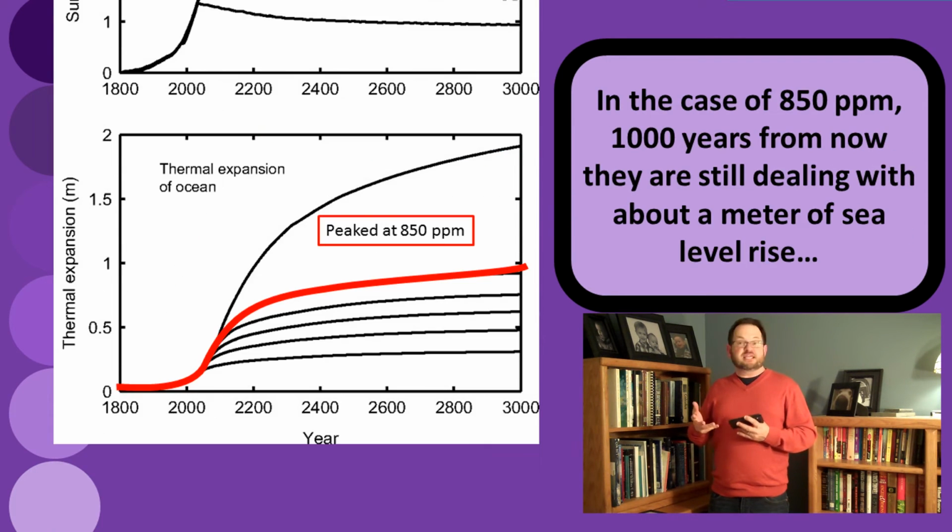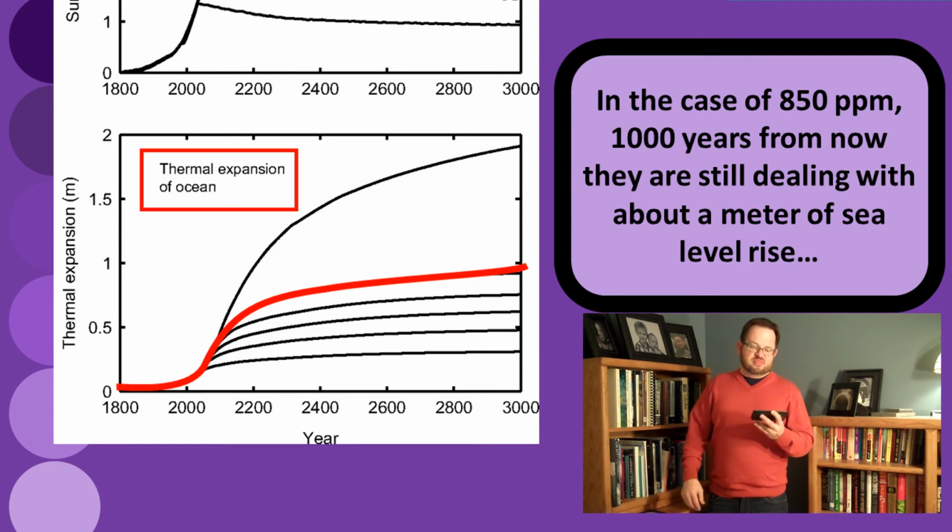And the same is true of the kinds of things that are consequences of global warming, like for example, sea level rise. Now, look at this one here. I'm just tracing there in red the one for peaking at 850 parts per million, and you can see sea levels rise, and they continue to rise over the next 1,000 years. In fact, the sea levels don't even start falling in that 1,000 years.